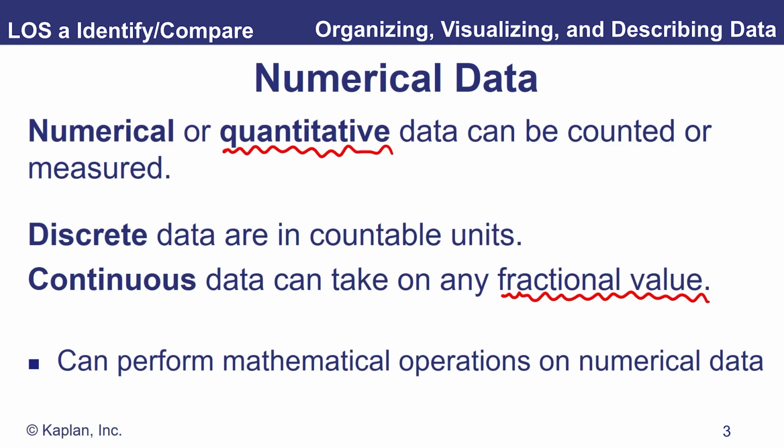Now, of course, in the CFA, often we're looking at stock returns and stock prices. And of course, you can measure the stock return to as many decimal places as you want. So stock returns often, therefore, are continuous data. Now, key point with quantitative data, numerical data, is you can perform mathematical operations on numerical data. In other words, we can work out the mean, the mode, the median. We can work out the standard deviation of observations around the mean. Okay, so we can perform mathematical operations on numerical data.